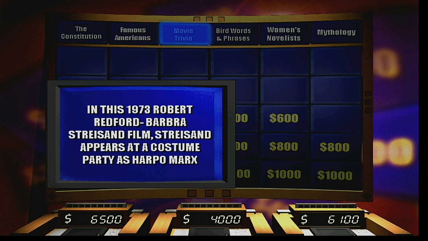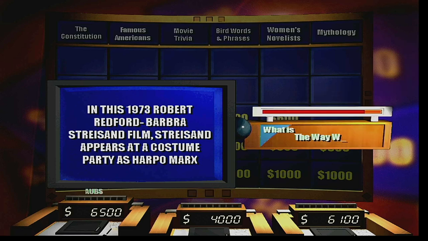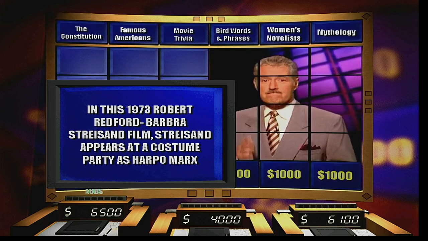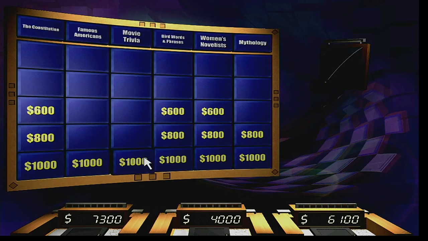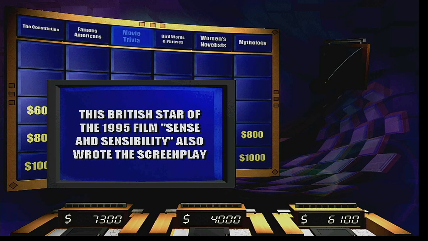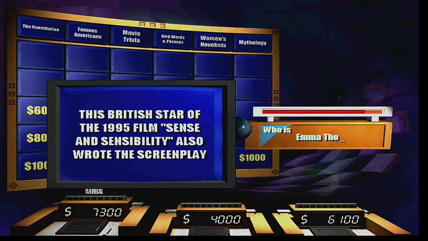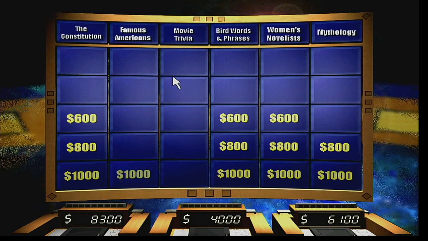In this 1973 Robert Redford-Barbra Streisand film, Streisand appears at a costume party as Harpo Marx. Player 1. What is The Way We Were? That's correct. Movie trivia 1000. This British star of the 1995 film Sense and Sensibility also wrote the screenplay. Player 1. Who is Emma Thompson? Correct.